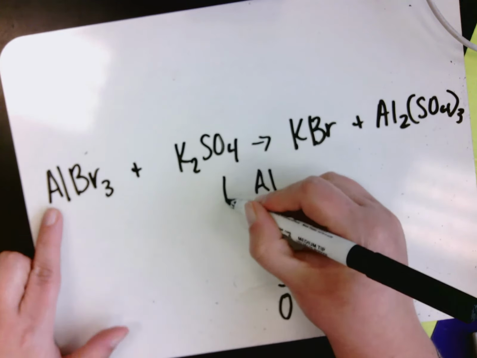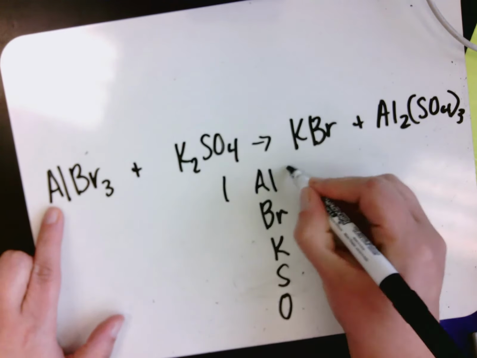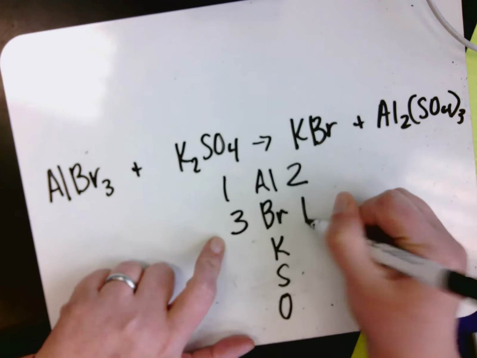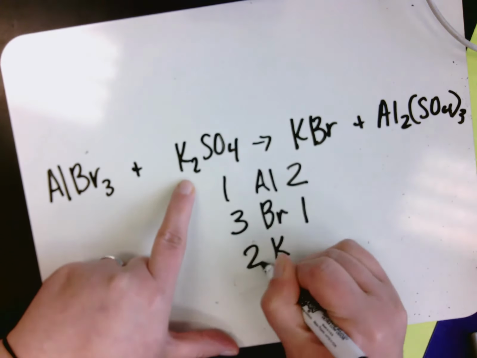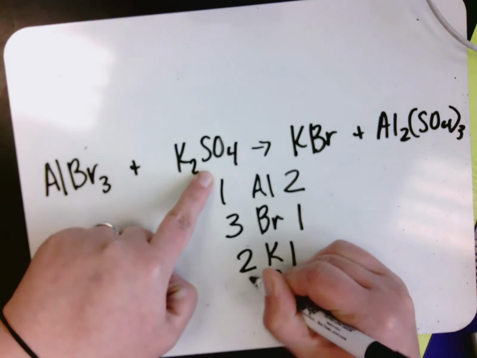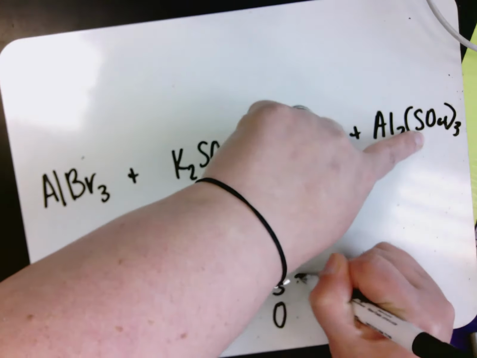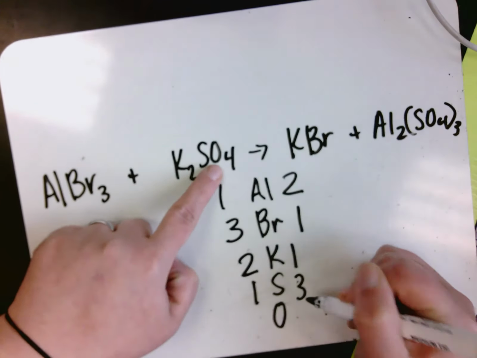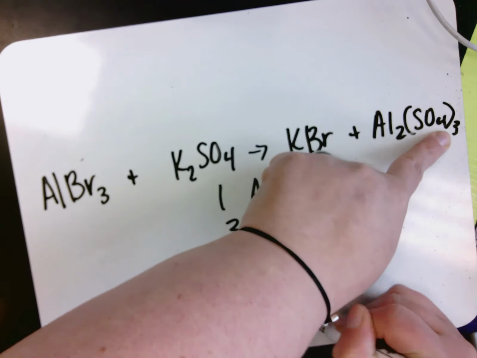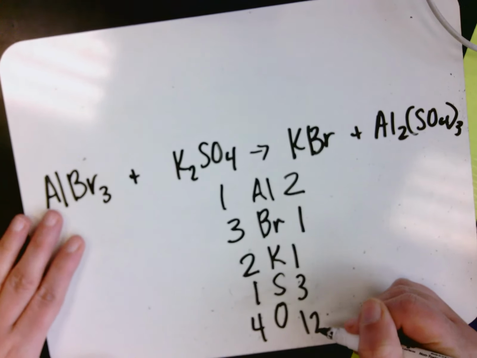I have 1 aluminum here, 2 there, 3 bromines on this side, 1 on this side, 2 potassiums on this side, 1 on this side, 1 sulfur on this side, 3 on this side, 4 oxygens on this side, and then 4 times 3, that would be 12 oxygens on that side, okay?